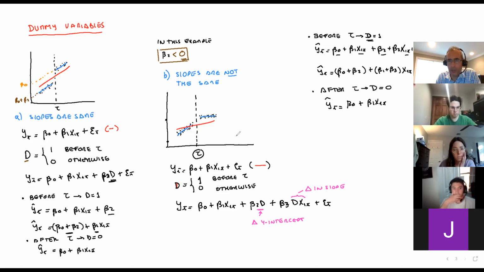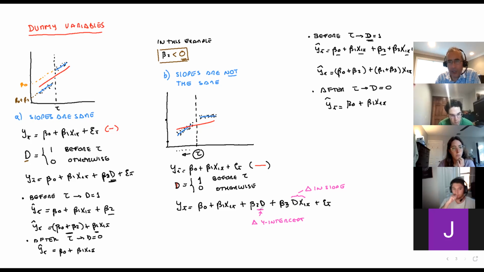Do you agree with me? Because that's the definition of my variable. So if I have data here, so I'm in this period, at the left of tau, I know that D equals 1. Do you agree with me? Okay, you agree.